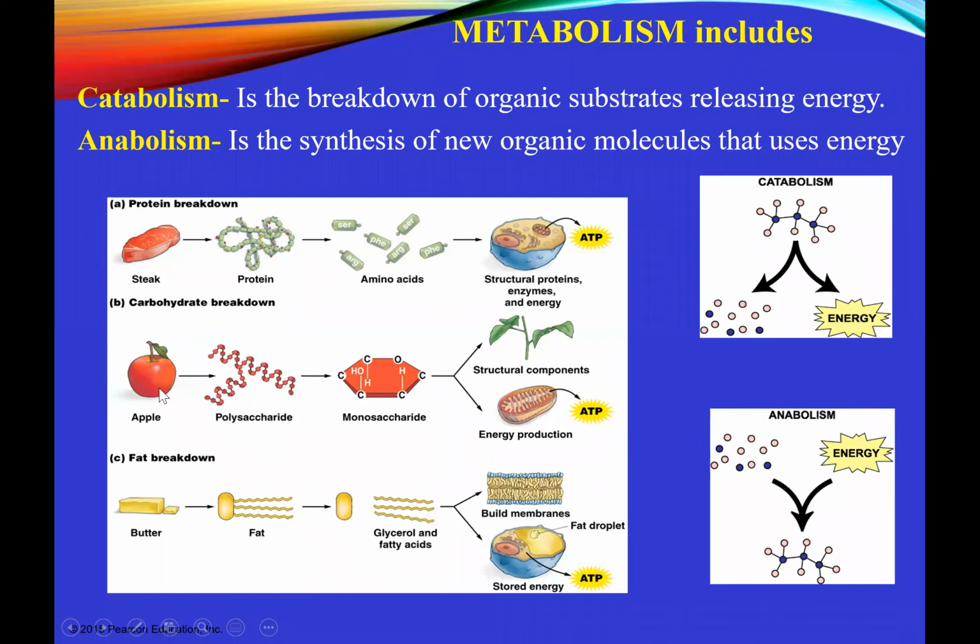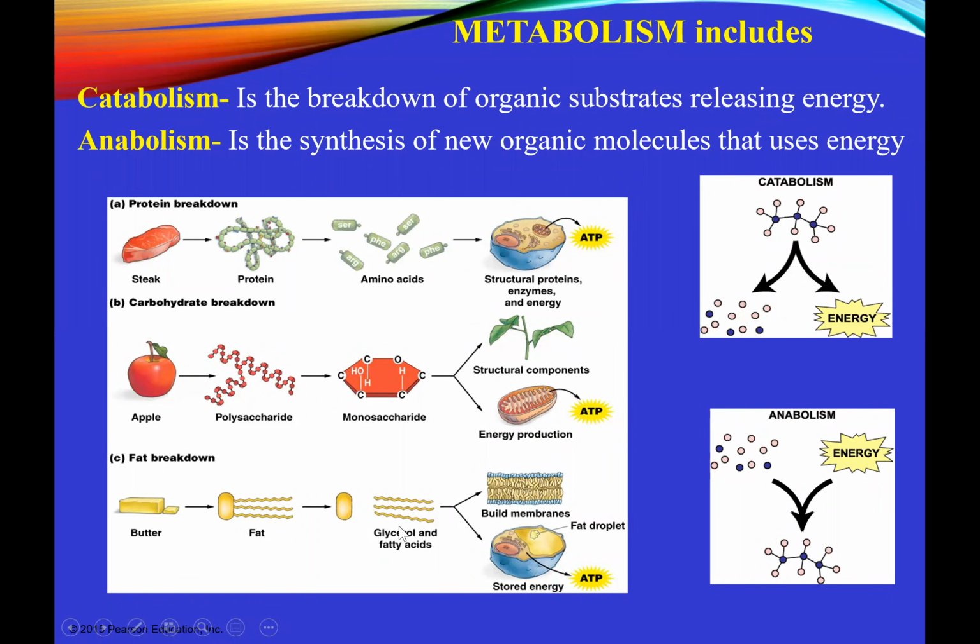Similar with carbohydrates, called polysaccharides, which are long chains of glucose monomers. By enzymatic reactions, they're going to be broken down into monosaccharides, and that will be used for energy production in the animal. So without ATP, there is no life in a cell.